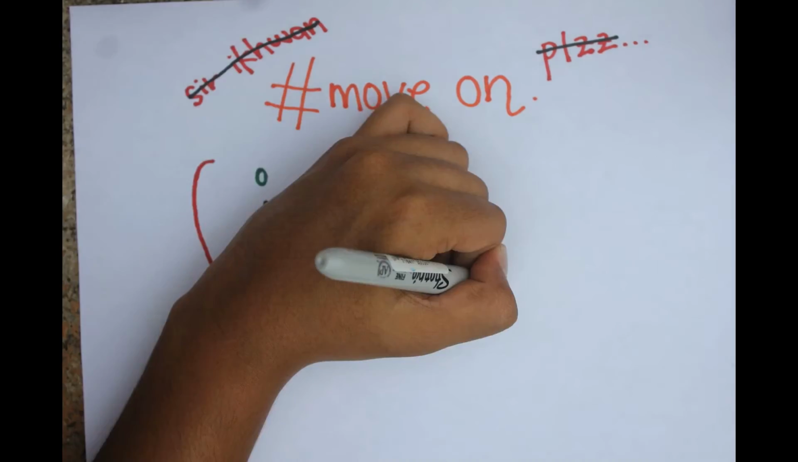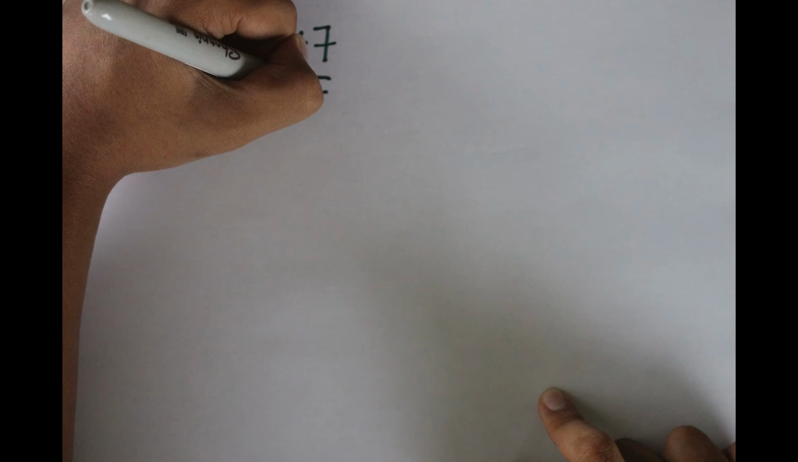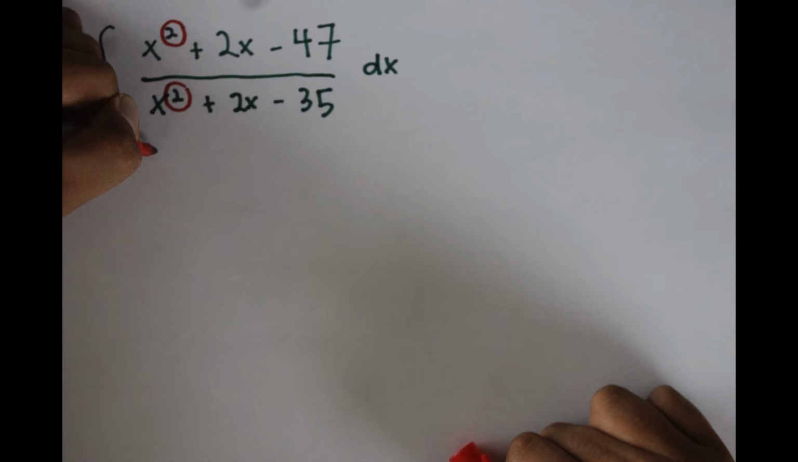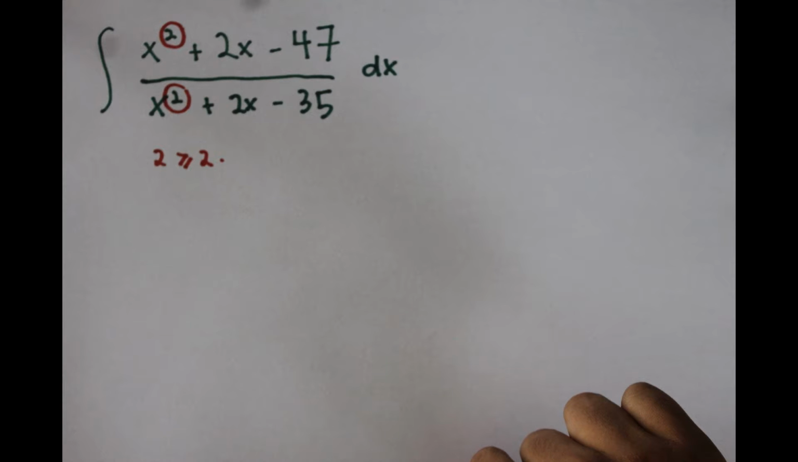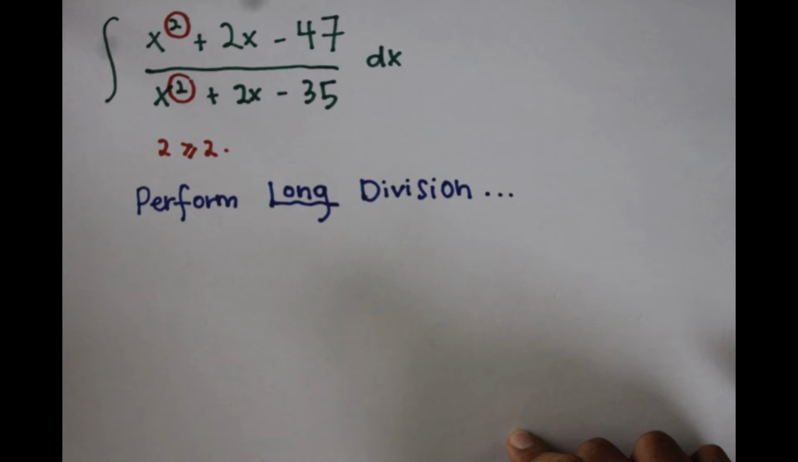Now we move on to improper partial fractions. Now these type of partial fractions occur when the highest degree of the numerator is more than or equals to the highest degree of the denominator. When this happens, it becomes improper. To begin integrating this, you must first perform long division. Take this question for example.